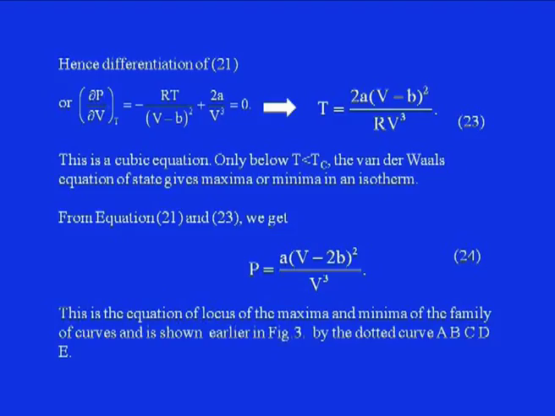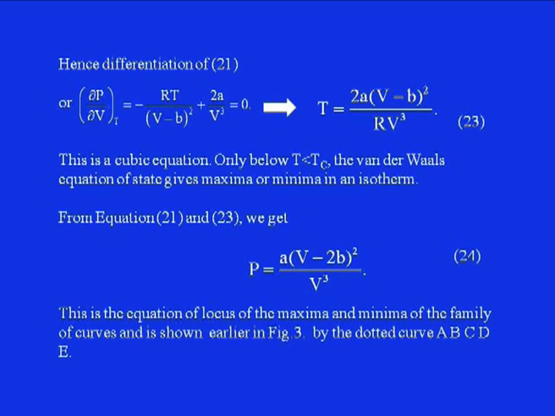Okay. So, then from the above two equations, equation 21 and equation 23, if you substitute the value of T in the Van der Waals equation, which is equation 21, you will get P = a(V − 2b)²/V³. Then from the remaining equations 23 and 24, we get the critical constants for temperature as well as for pressure, which are known as Tc and Pc.